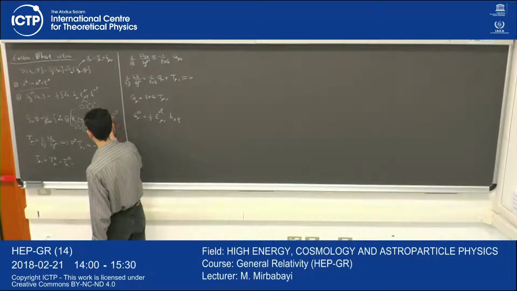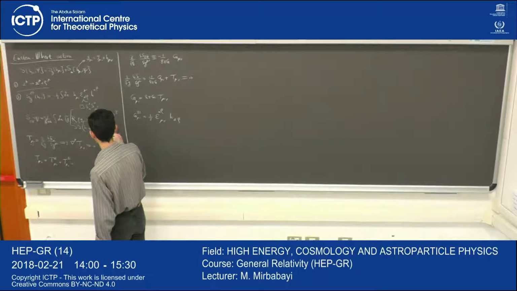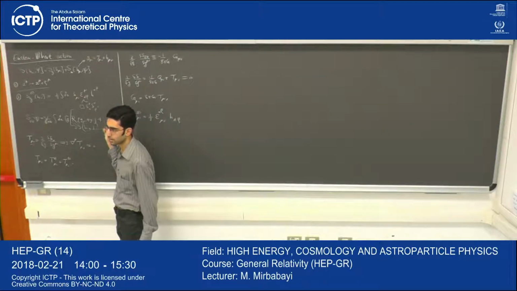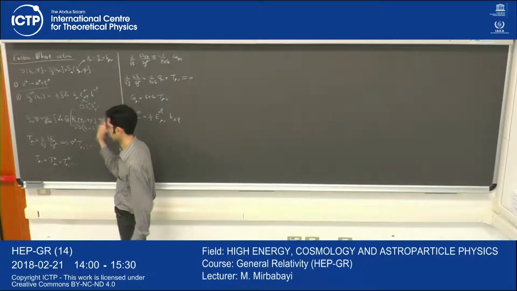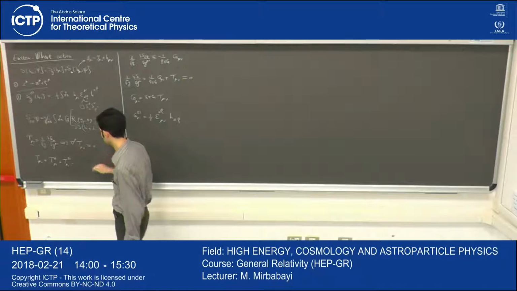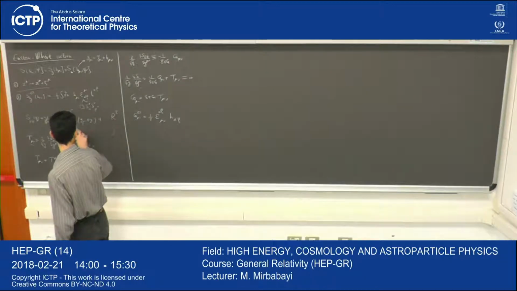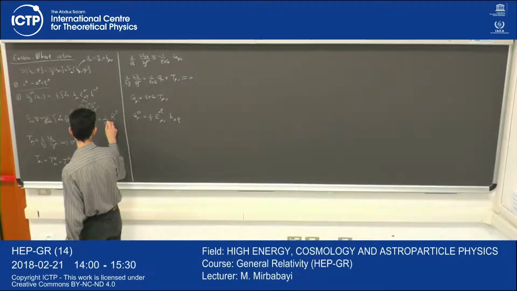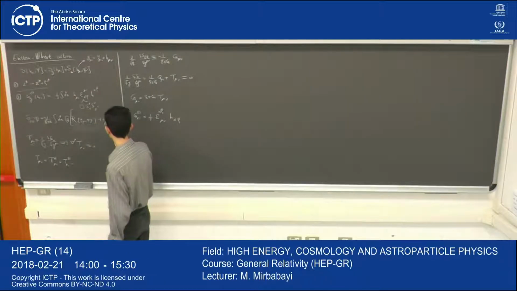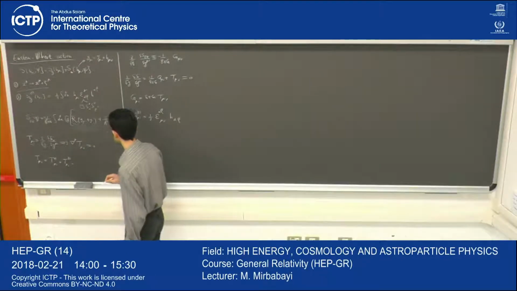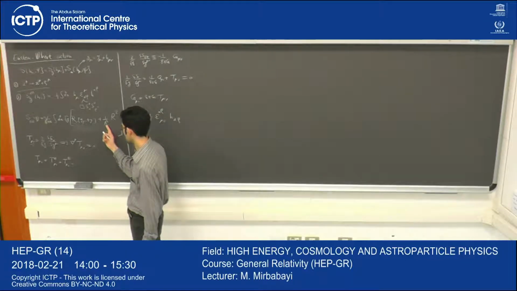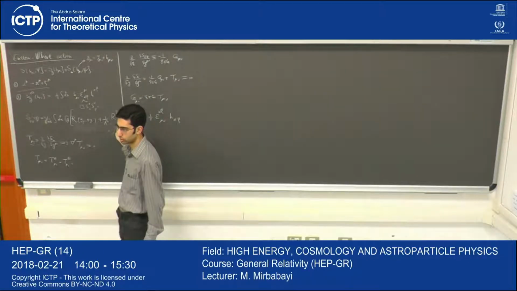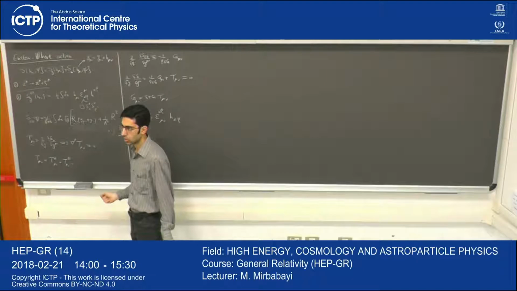And then, since R has 2 derivatives, this R squared has 4 derivatives. So if I want them to have the same dimension, I should put some energy scale here. So that's chi lambda. So there will be some scale, some energy scale, some length scale at which the corrections that are due to this term become important or relevant or observable.